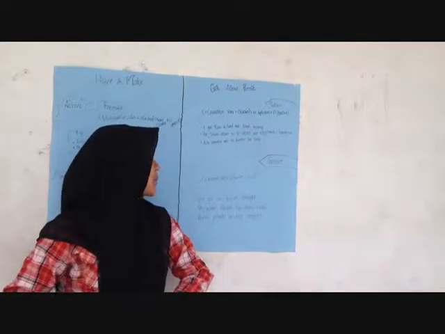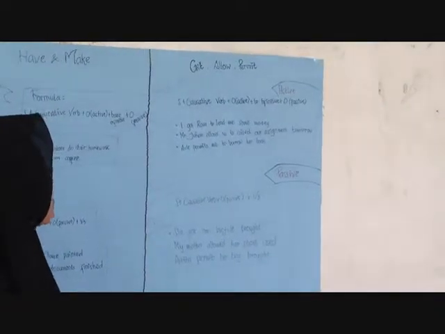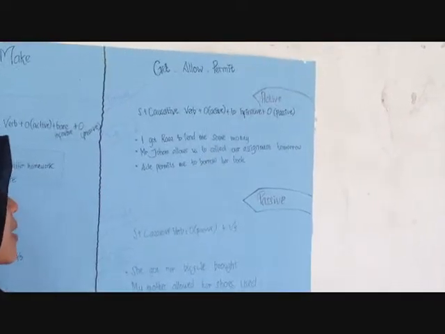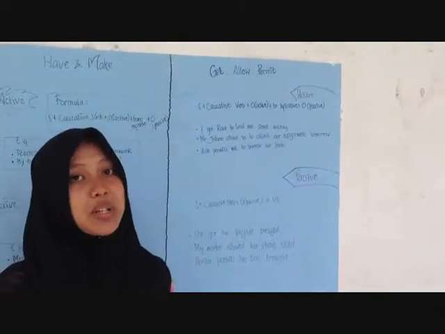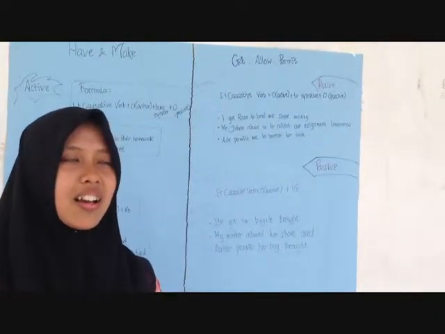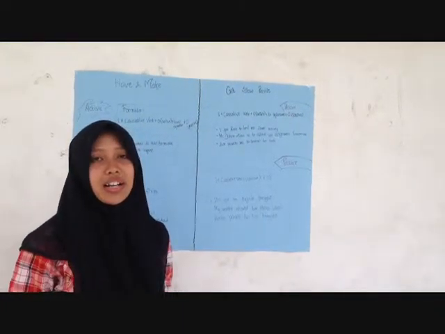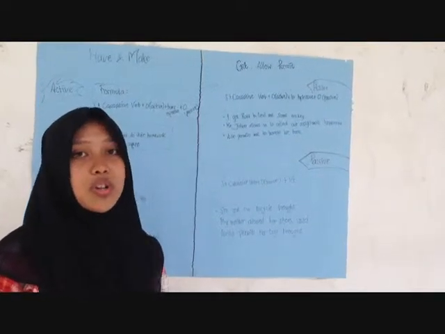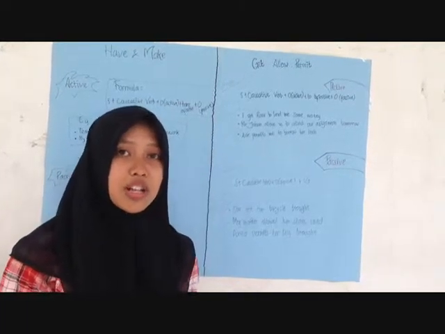Guys, I would like to explain about get, allow, and permit. Get, allow, and permit have a formula. It is subject plus causative verb plus object active plus to infinitive plus object passive. It is in active form. And the difference between get, allow, and permit is that get means to convince or trick someone into doing something, allow means to let someone do something, and permit means to give permission to someone to do something.